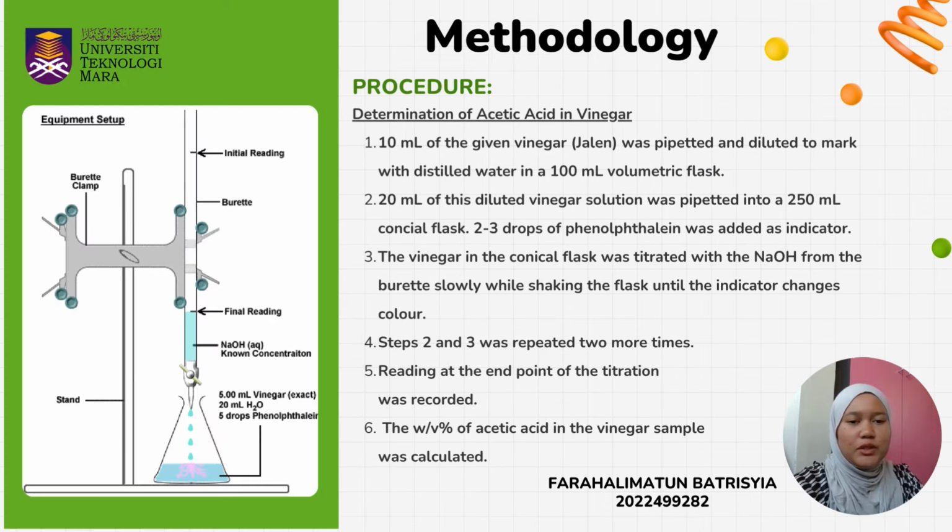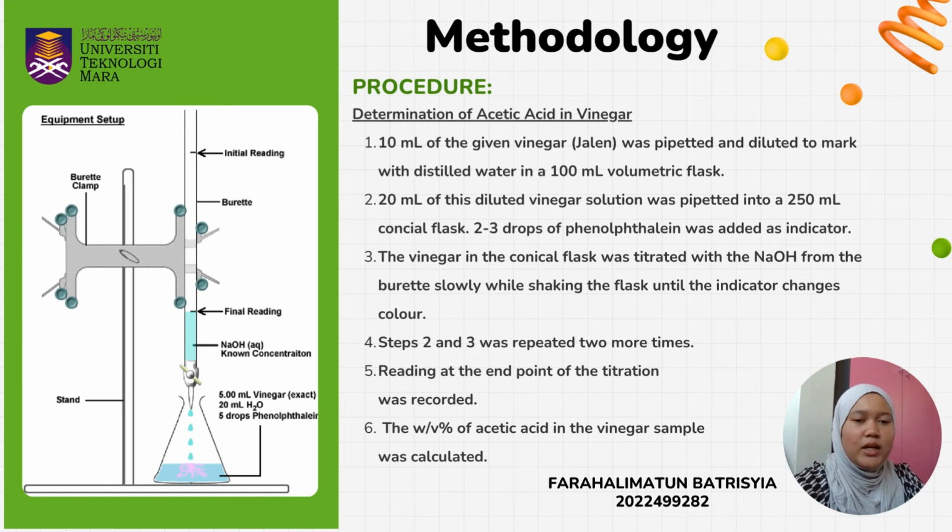I will talk about the procedure of determination of acetic acid in vinegar. Firstly, 10 ml of the given vinegar was pipetted and diluted to the mark with distilled water in a 100 ml volumetric flask. Secondly, 20 ml of this diluted vinegar solution was pipetted into a 250 ml conical flask. 2 to 3 drops of phenolphthalein was added as indicator.